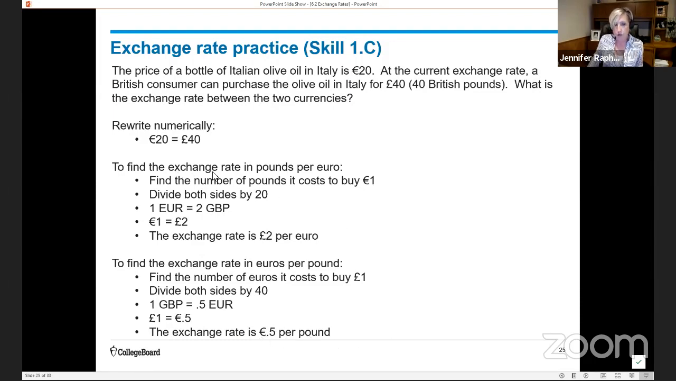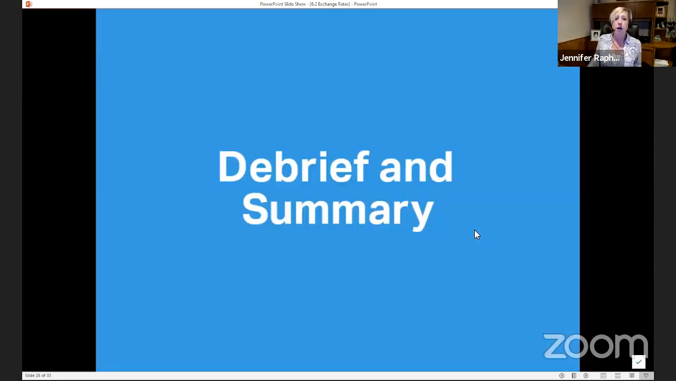So make sure you really read the question carefully. Are you looking at pounds per 1 euro, right? Per 1 euro, or are you looking at euros per 1 pound? I really think that adding that "per 1" is going to make it easier for you to understand when you're looking at pounds per euro or euros per pound. Okay, so that was really the last application of 1C in the context of exchange rates.